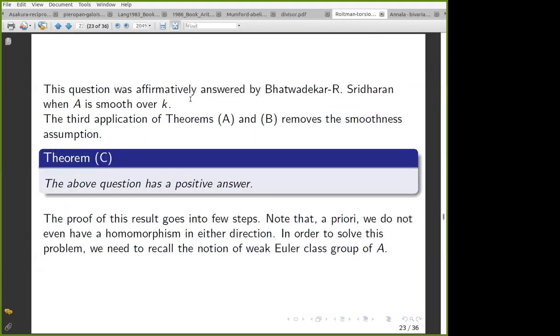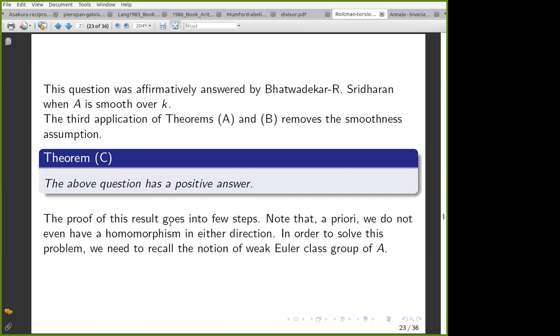And this question was answered affirmatively by Bhattacharya and R. Sridharan when A is smooth over K. Now the third application of theorems A and B removes this smoothness assumption. So the theorem is that the above question has a positive answer. In particular, if K is algebraically closed, then this Euler class group does not do anything new. It's basically just the Chow group.